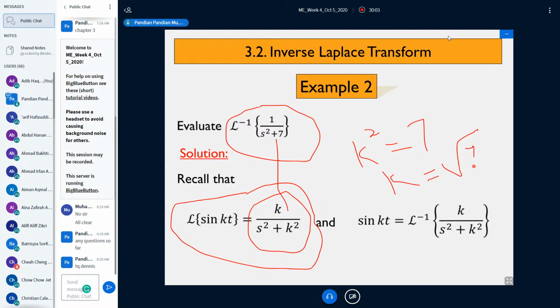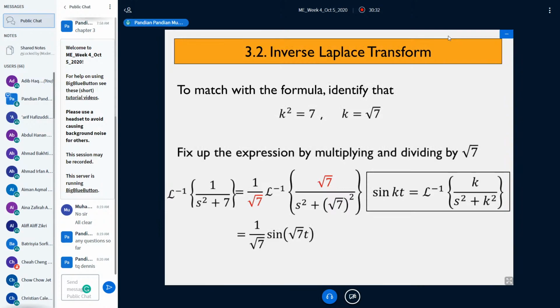But you have to see the formula. The inverse Laplace of sin kt is k over s squared plus k squared. But this k is not 1, because k is root 7. So how do you modify this k? You must put root 7 here and do the balancing. Watch carefully: k squared is 7. This is how you match with the formula. Without the formula, you cannot. K squared is 7, you only take the positive value, k is root 7. A negative cannot.